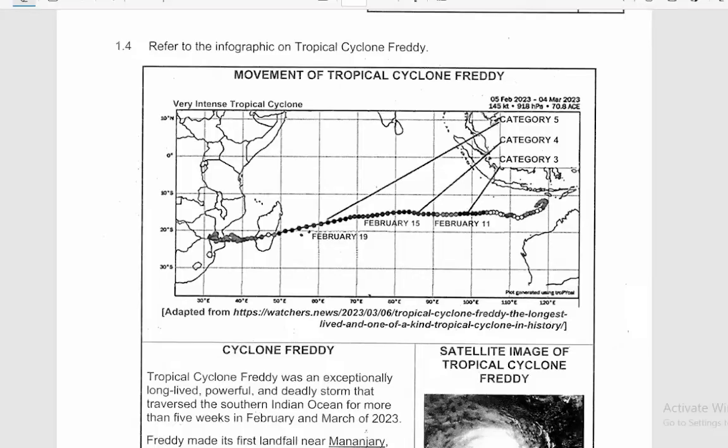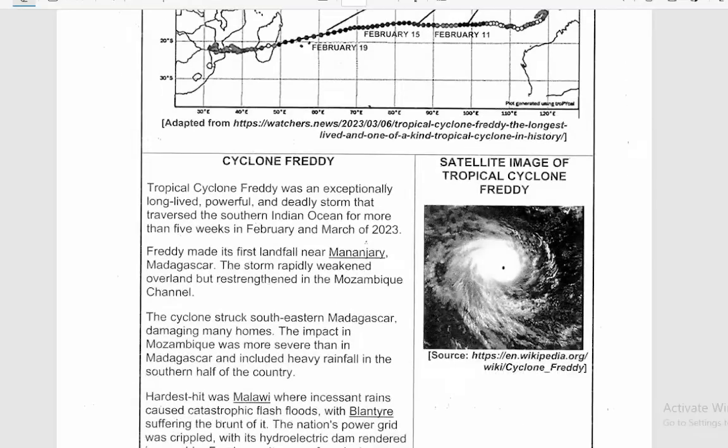Right, without wasting time, there's an infographic here with the path which shows how tropical cyclone Freddy moved from its place of origin over the Indian Ocean as it gets over Madagascar, getting towards Africa and specifically into Mozambique and Malawi. Right, and also there's a satellite image.